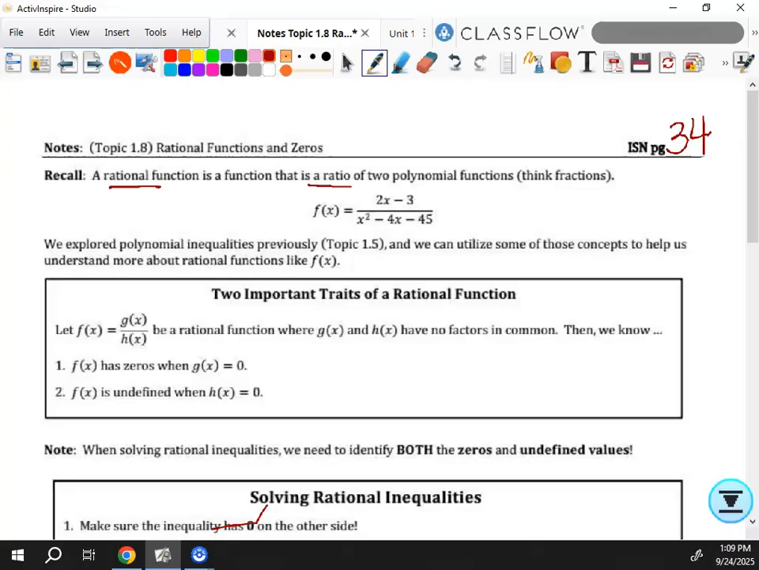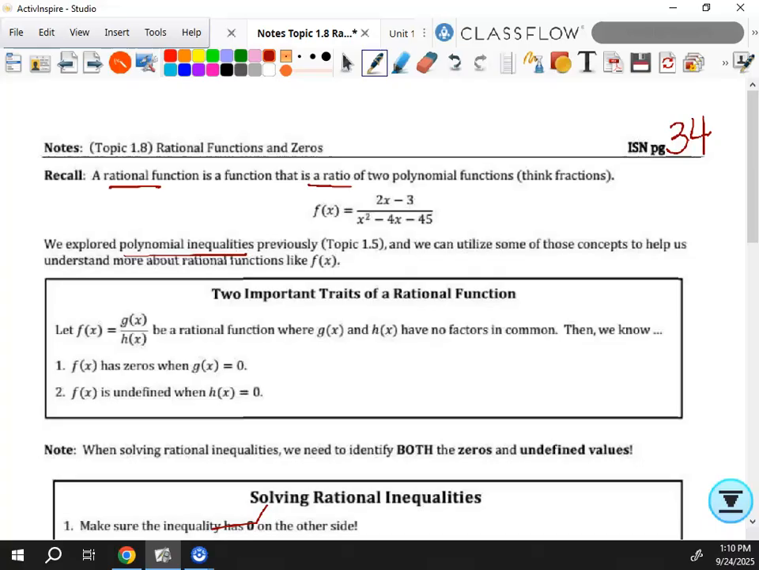In 1.5, which has been a while because of all the crazy testing we've had, we did polynomial inequalities, okay, where we made a number line and we tested values. So we're basically doing that for rationals, but rationals have some additional properties that we have to take into account as we go through that, okay?